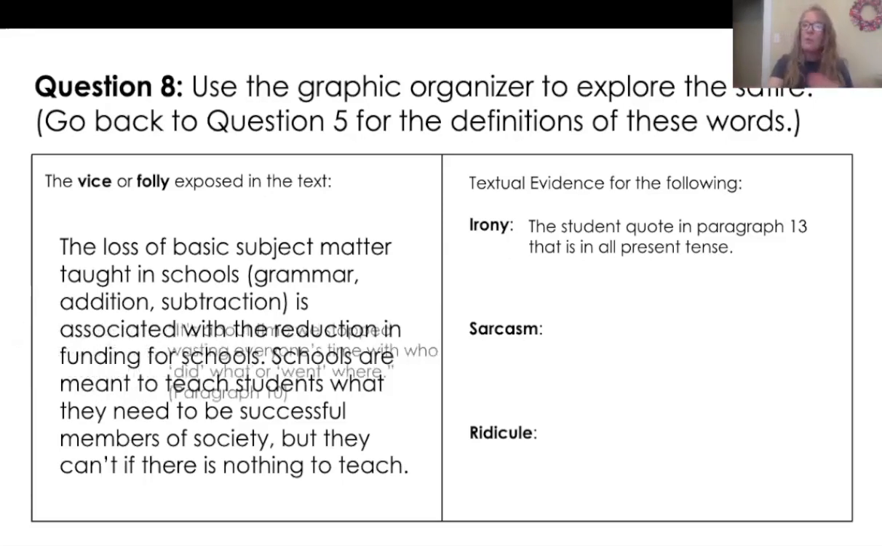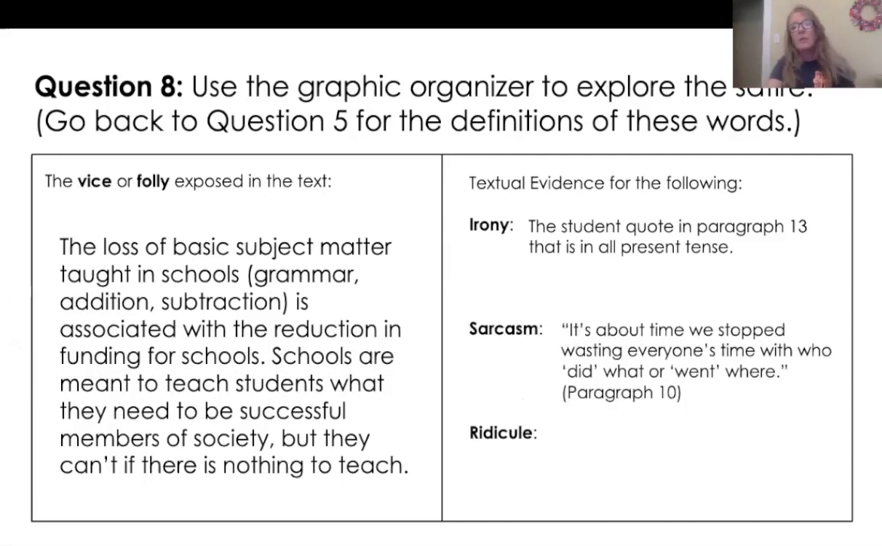Sarcasm, that verbal irony: "It's about time," so we've got a quote. "It's about time we stopped wasting everyone's time with who did what or went where." This was found in paragraph 10. It was that quote by Orrin Hatch. He said, it's about time, past tense is time, that we stopped wasting everyone's time, so it's time we stopped wasting time with who did or when. So he's talking about we don't need the past, we need to focus on the future. So that's sarcastic.